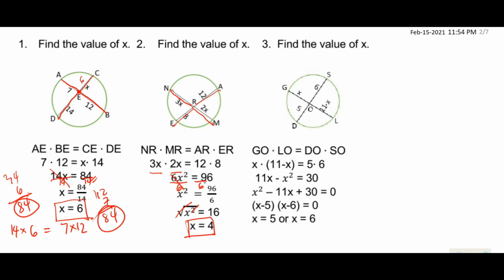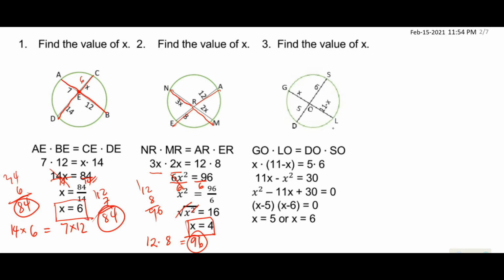So, check natin kung gusto nyo makita if it's correct. 3 times 4, that's 12. 2 times 4, that's 8. So, 12 times 8, so 8 times 2 is 16. That is also 96.